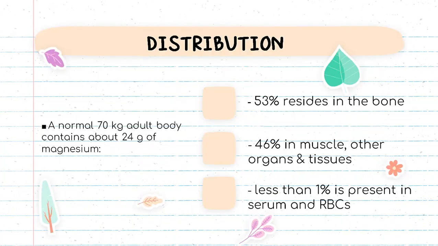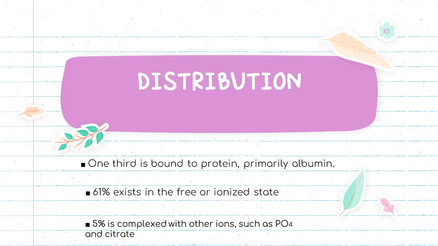Distribution of magnesium. The average human body contains 24 grams of magnesium. Approximately 53% resides in the bone, 46% in the muscle and other organs and tissues. Less than 1% is present in serum and RBCs. One third is bound to protein, primarily albumin. 61% exists in the free or ionized state, and about 5% is complexed with other ions, such as phosphorus and citrate.